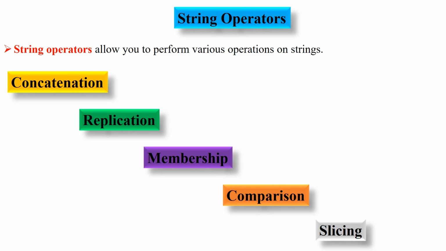In Python, string operators allow you to perform various operations on strings. While Python doesn't have any special string operators specifically dedicated to strings, it provides a set of operators and methods that can be used to manipulate and concatenate strings. Here are some commonly used string operators and methods in Python: concatenation, replication, membership operators, comparison operators, and slicing. Let's see one by one in detail.